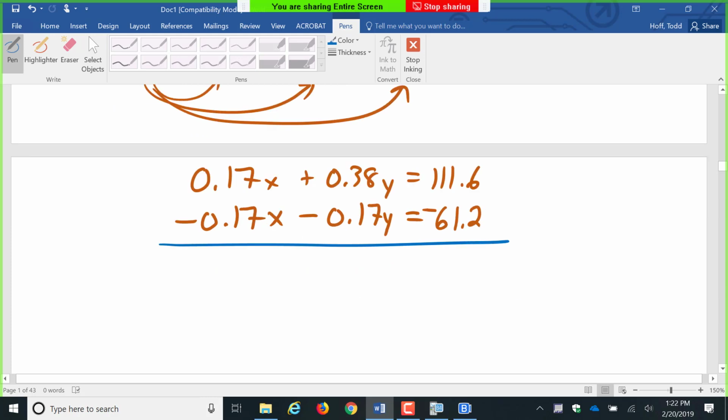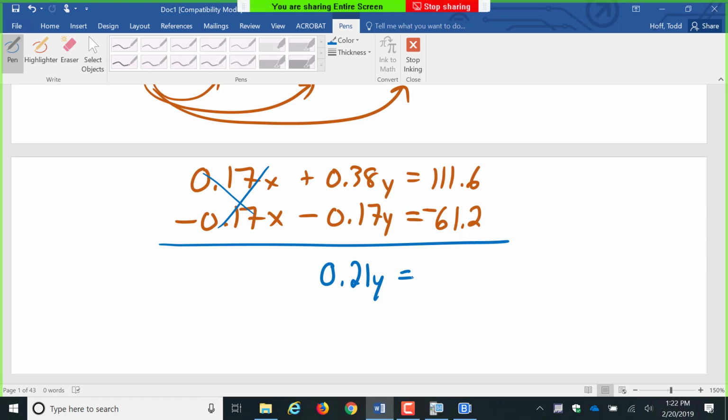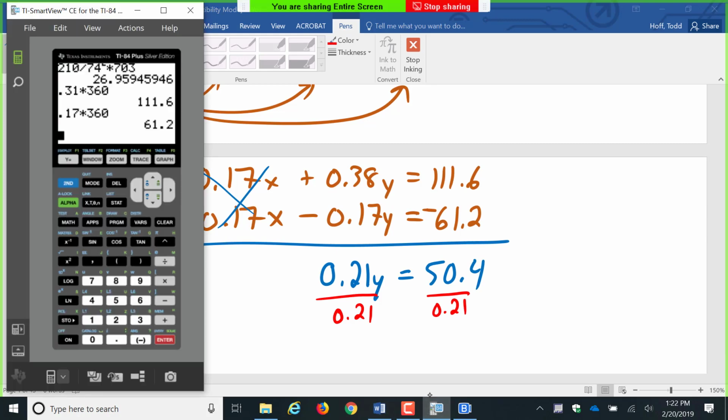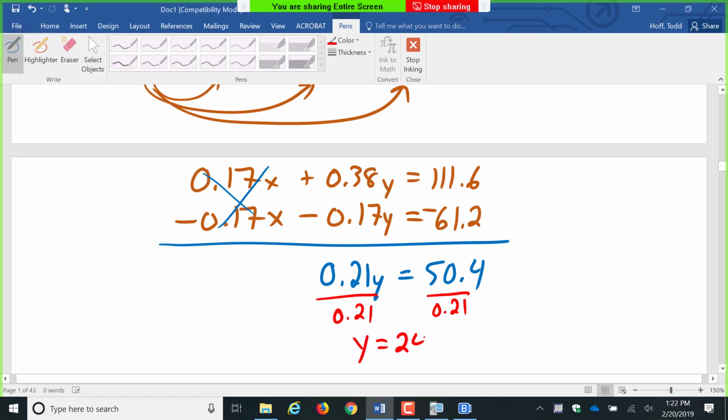So the 0.17x and the negative 0.17x add up to 0. 0.38y and negative 0.17y is 0.21y. 111.6 plus a negative 61.2 is 50.4. And then I'm going to divide by 0.21. 240, very good. y equals 240.